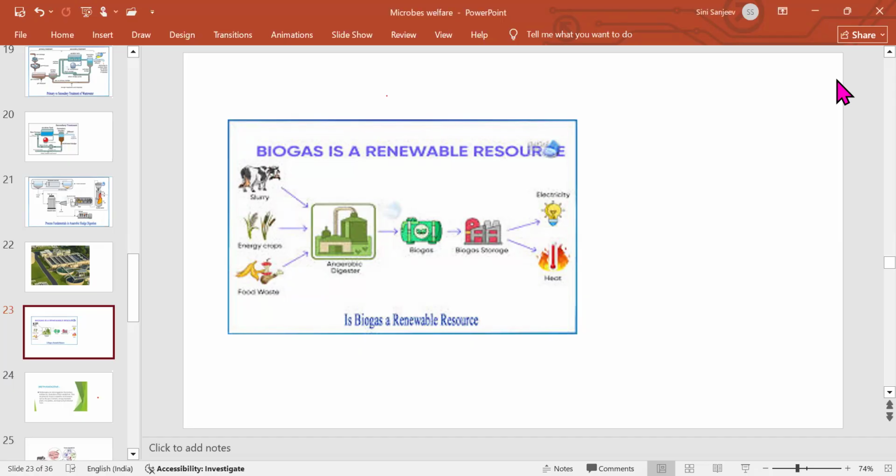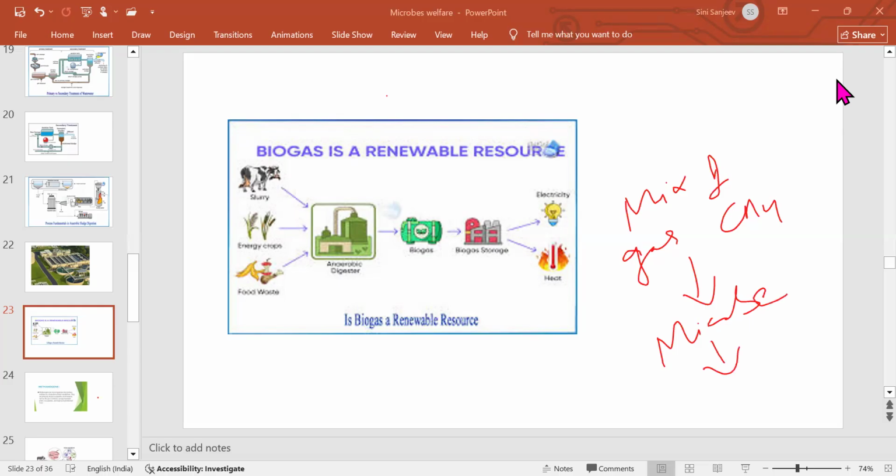The next one is what? How the microbes are important in the production of biogas. Now, we already know how the biogas is produced, right? But actually, what is biogas? It's nothing but a mixture of gases, especially methane, which are produced by whom? The microbes. And the major role of this biogas is what? It acts as a fuel.